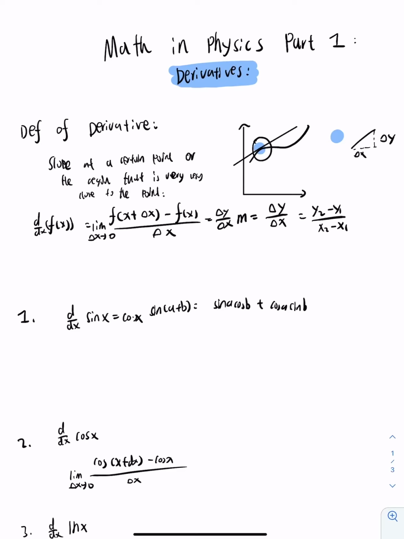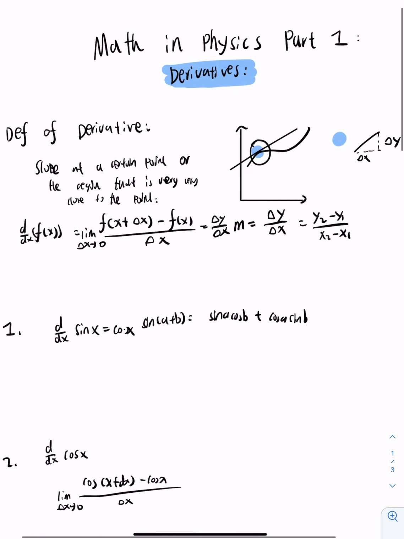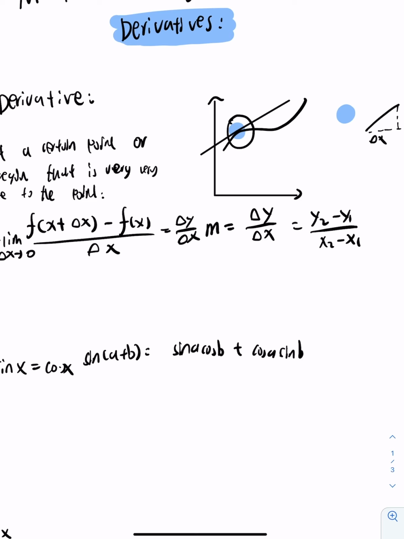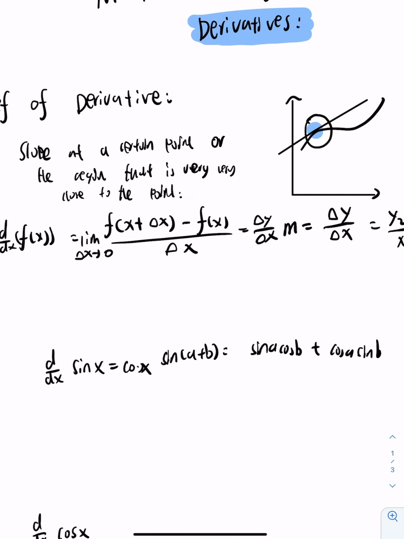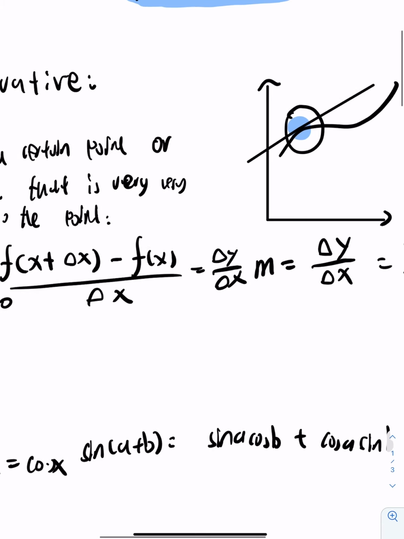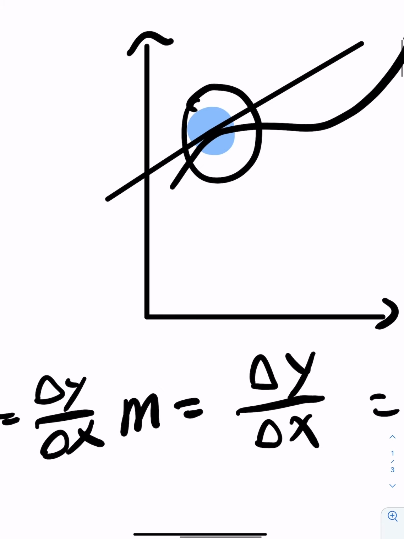And today we're learning about derivatives. So the definition of derivative is the slope at a certain point. And we know by definition that slope is the change in delta y divided by the change in delta x. And in this case, the derivative is just figuring out what the slope is at a certain point, just this point.